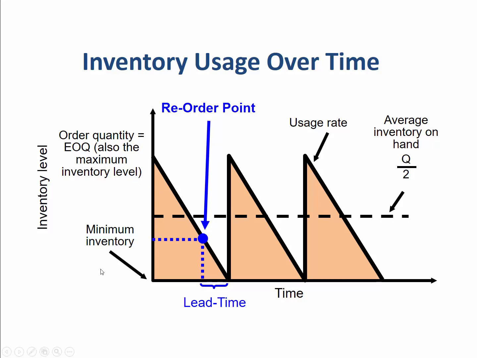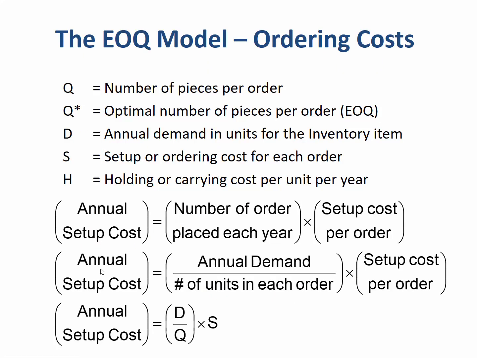So let's talk about the cost now. There are two types of costs associated with inventory, and the first type of cost is called the ordering cost, also known as setup cost. The setup cost is simply the cost of ordering product, and it's a function of how many times you're going to process orders. So the annual setup cost is going to be the number of orders placed every year multiplied by the cost of processing each order. Now, the cost of processing each order is a given.